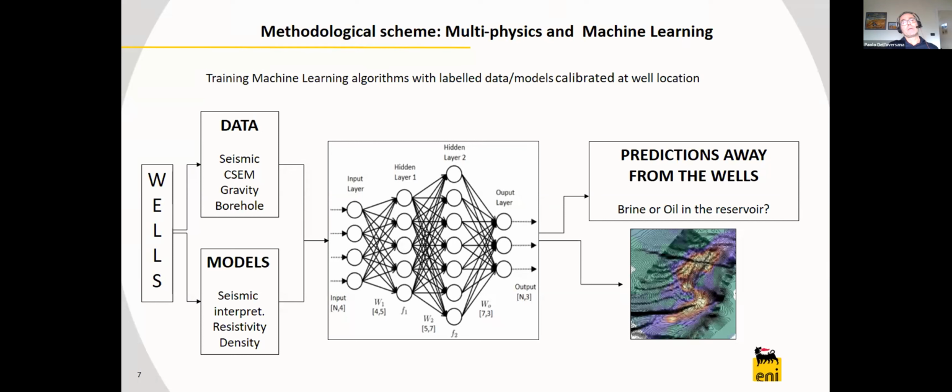After this process, we calibrated both data and models at well location in order to create a very robust training data set for training a deep neural network and other machine learning algorithms, with the final purpose to predict far away from the wells the probability to have oil or gas or brine. So this is the workflow, and I will give you an overview step by step of this workflow.